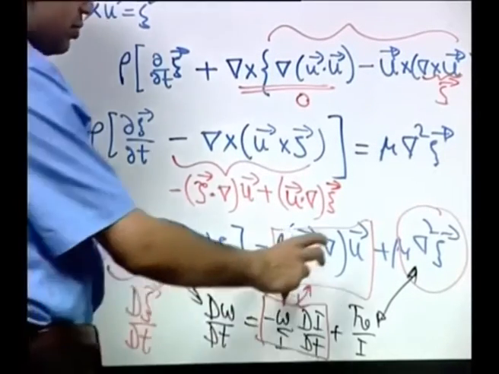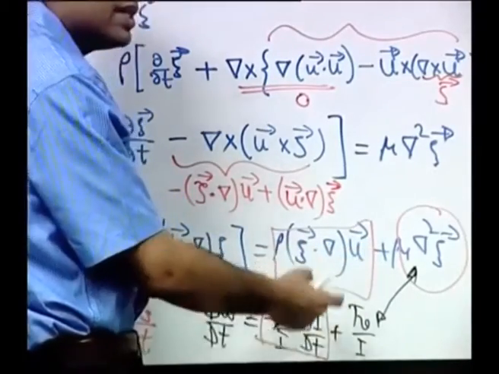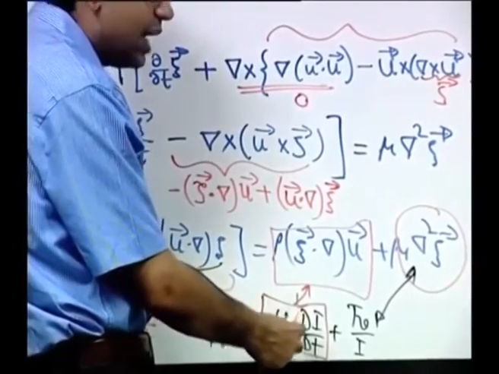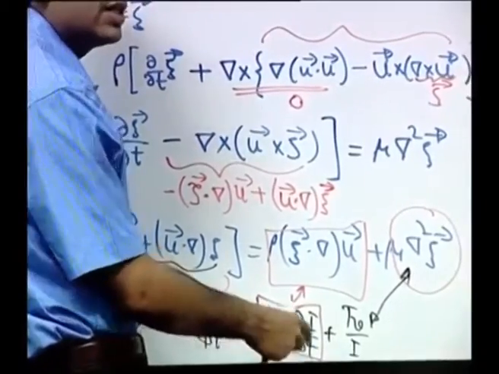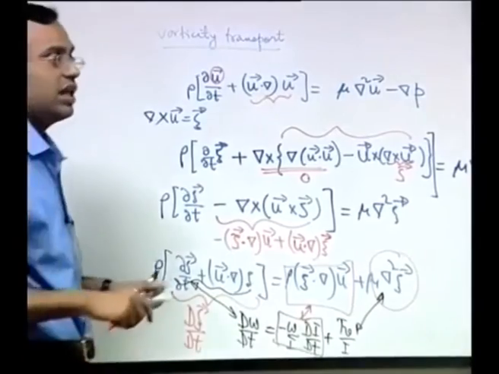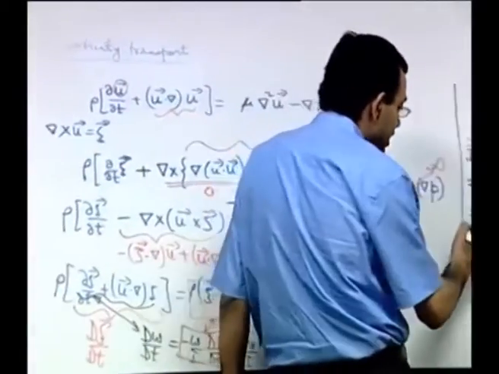So the term rho zeta dot del u has a qualitative physical meaning of the term equivalent to minus omega by I di dt. So let us try to find out the physical meaning of that. To do that, let us consider a large eddy scale as an example.